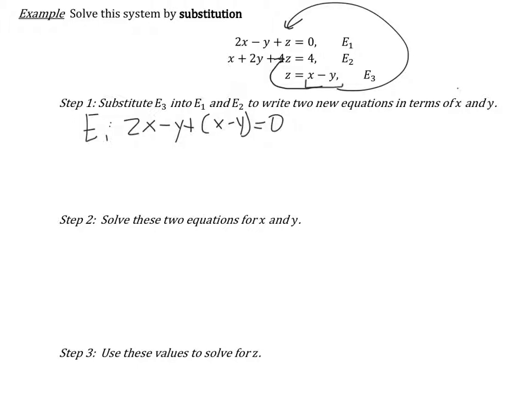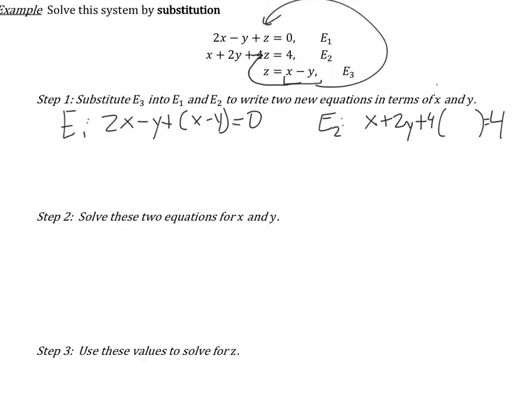Now let's try equation 2 and substitute there. Again, we want to use some parentheses wherever that z is, and we're going to take x minus y and plop it in place of that z. And now we're all ready to simplify these.